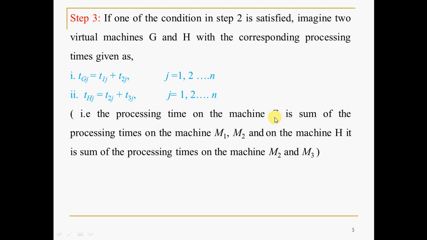The processing time estimate of G is M1 plus M2. The processing time estimate of H is M2 plus M3. This is the generic form, that's all. J stands for 1 to n, as you will have n number of jobs.